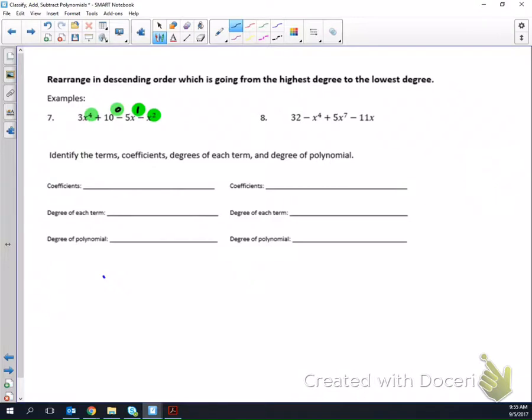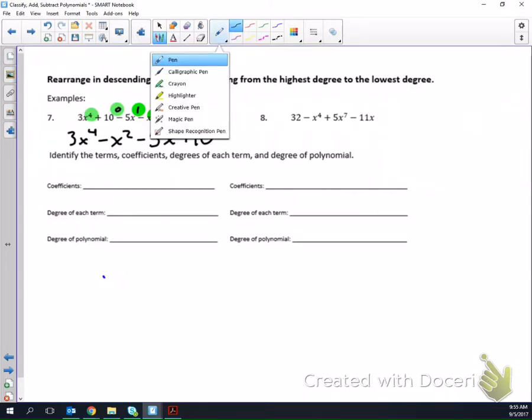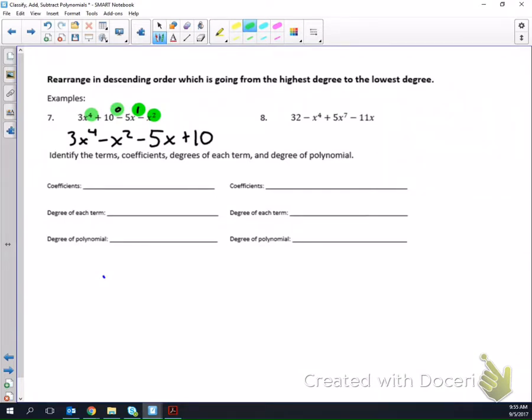So now to rearrange those in descending order, we start with the 4, so 3x to the power of 4. Next would be the 2, so minus x squared. Now the 1, minus 5x, and then the 10. Okay, so let's go ahead and do that one more time. Look at the degrees.